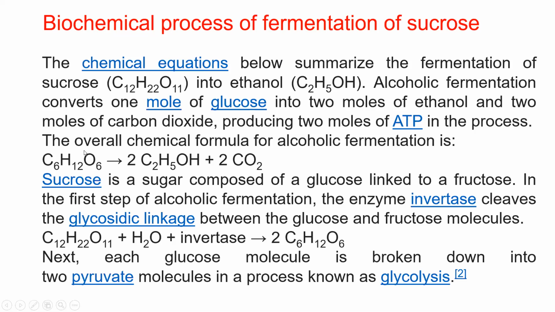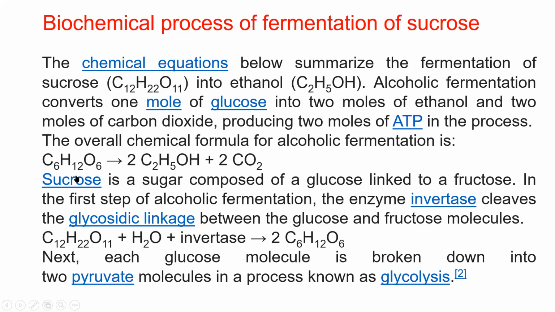So from C12H22O11, sorry, C12H22O11, you will get 1 mole of glucose. This 1 mole of glucose can then be further converted into alcohol, that is ethanol, with the 2 carbon dioxide molecules. So sucrose is a sugar composed of glucose, which is linked to fructose.